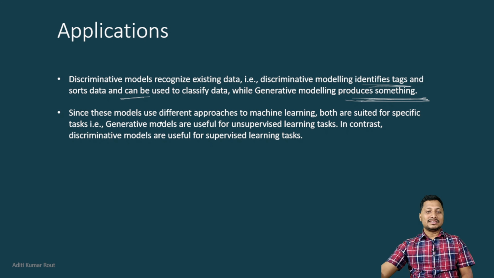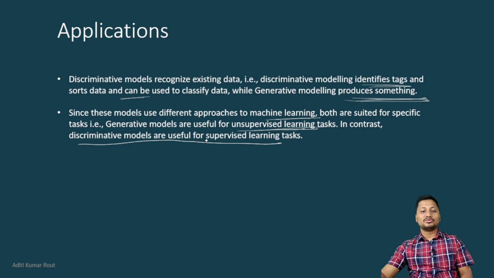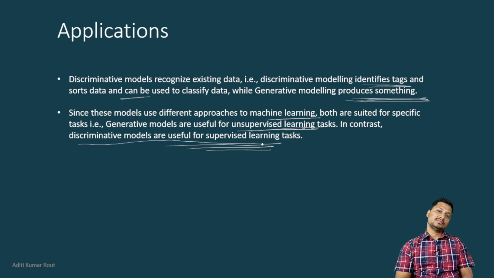Since the models are different approaches to machine learning, both are suited to specific tasks. That is, the generative model is useful for unsupervised learning problems. In contrast, the discriminative models are useful for supervised learning tasks. This is the difference from an application perspective.